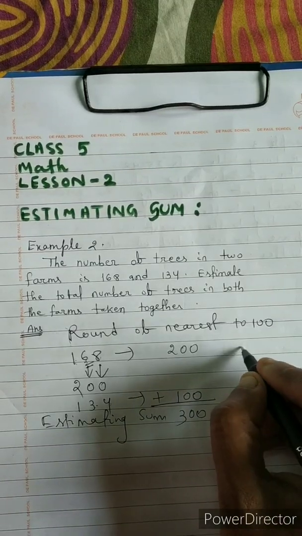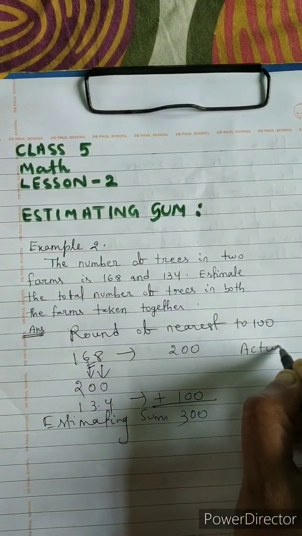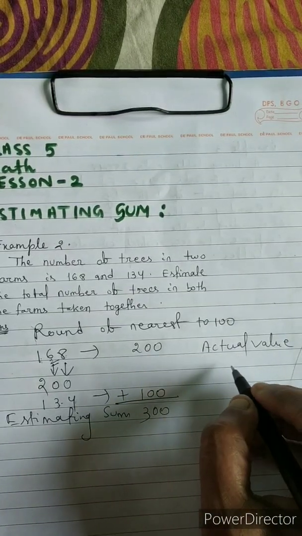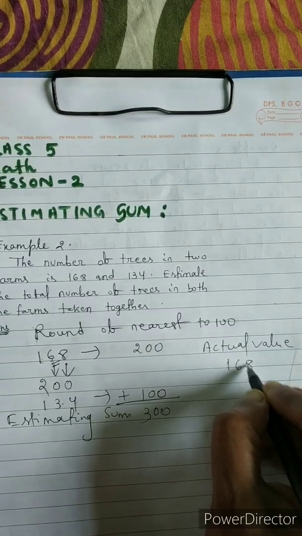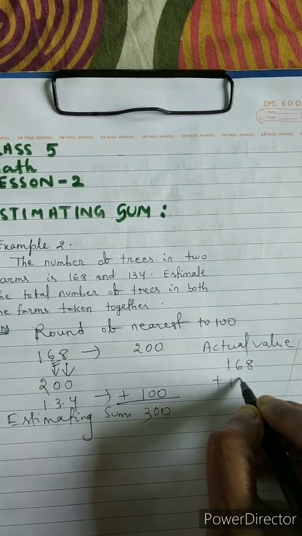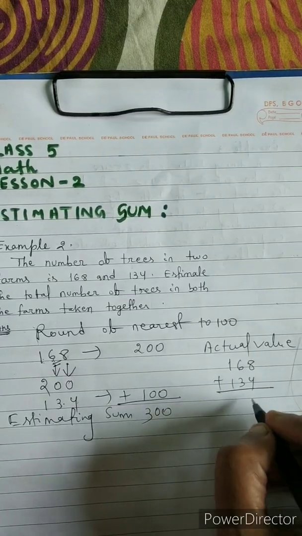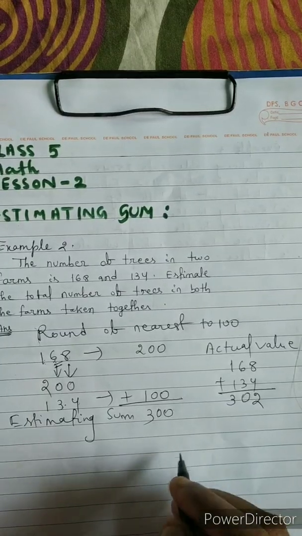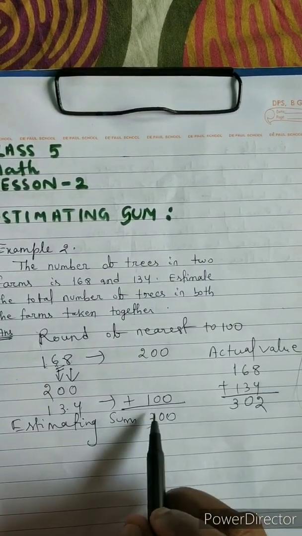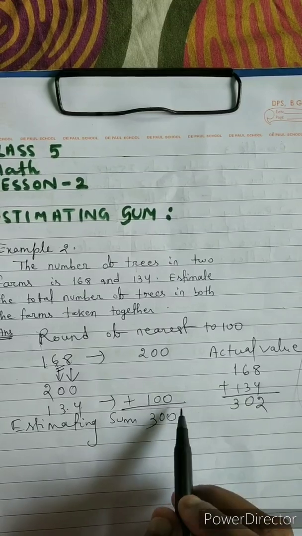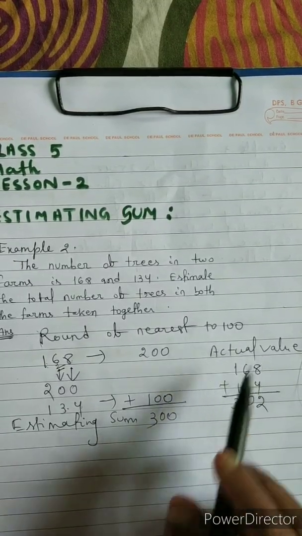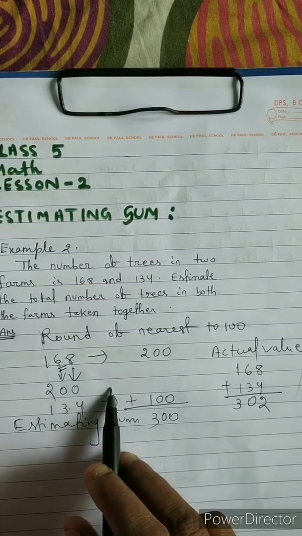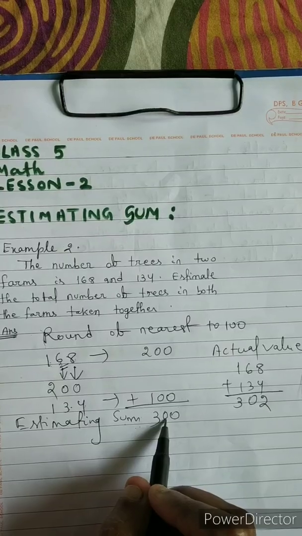But the actual value. So how much, children? Actual value: 168 plus 134. So 8 plus 4 is 12, 2 carry 1, 10, 0 carry 1, 302. So this is a good estimation, because the difference is very small between the actual value and the estimated value. So the answer is: the estimated trees in both farms are 300. Okay, children.